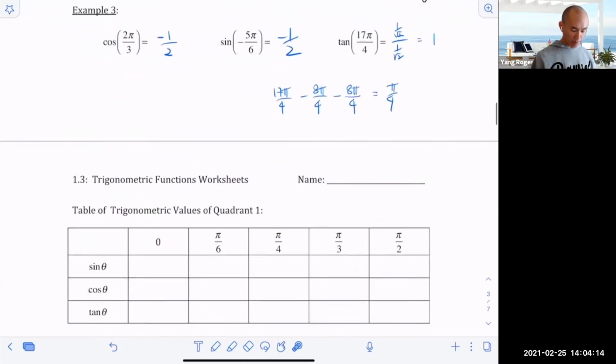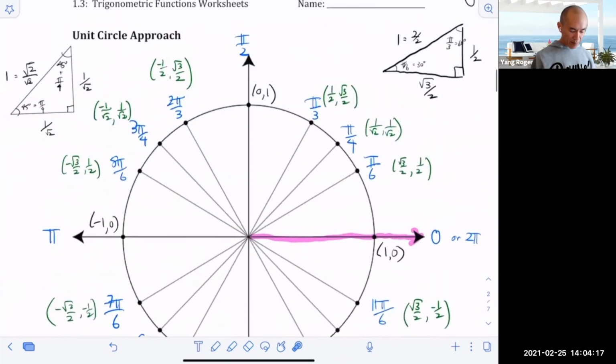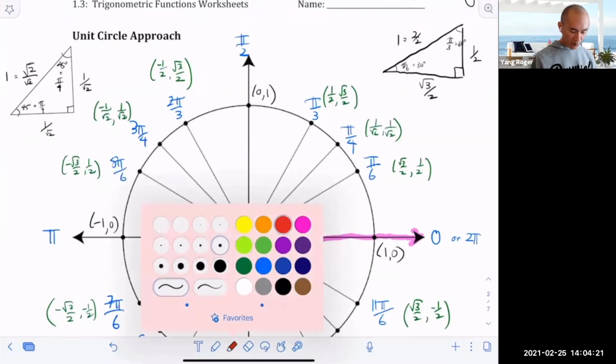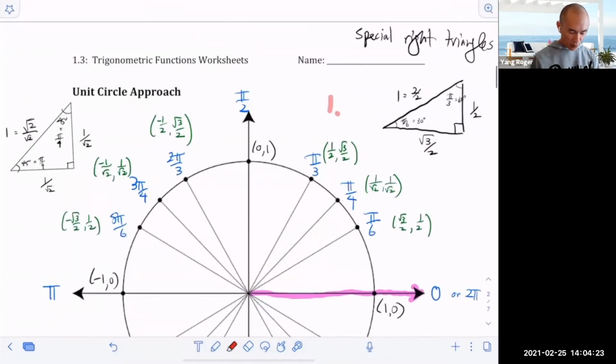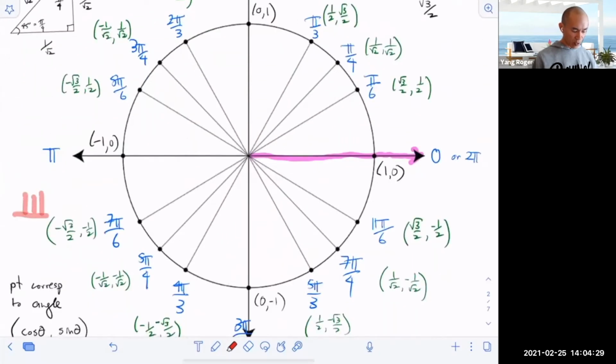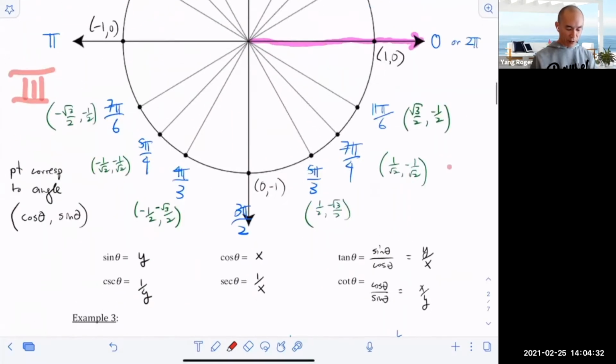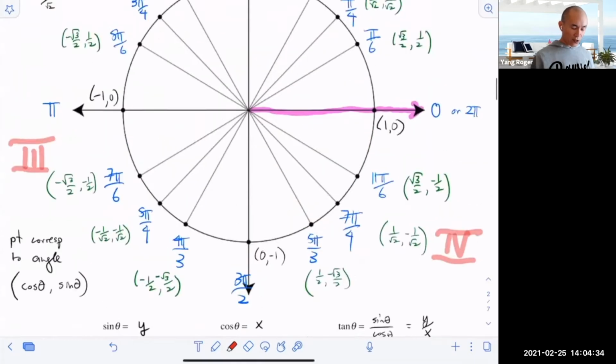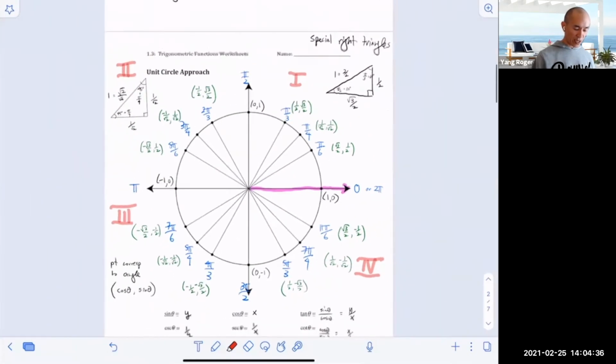So maybe I should mention as well that these quadrants have names. So this first quadrant here, this is quadrant 1. The second quadrant is on this side, that's quadrant 2. The third quadrant is here, this is quadrant 3. And the fourth quadrant is on this side, quadrant 4. So when I'm talking about quadrant 1, I'm really talking about positive x and y values. Okay.